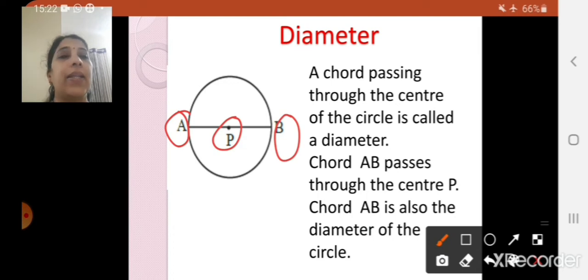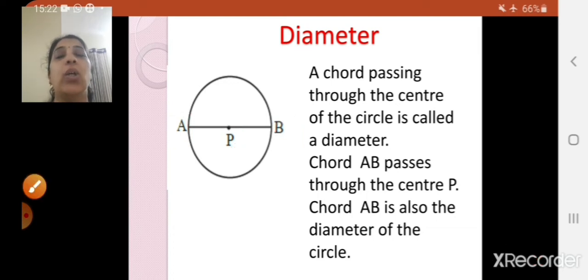Now this segment AB is your diameter and it is also called the chord of the circle, because what is our definition of the chord? A line joining any two points on the circle. So A and B are the two points joining the circle. So the diameter is also called the chord of the circle.